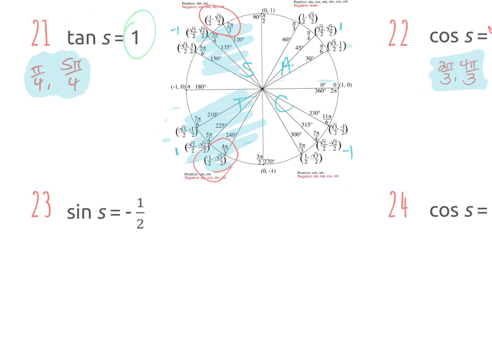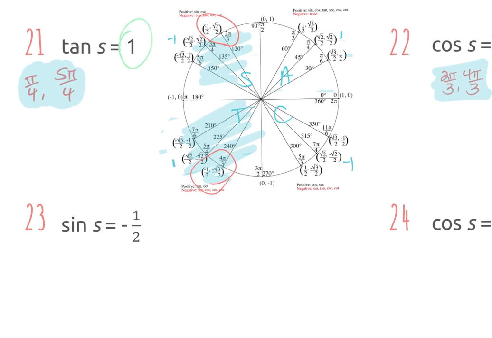23 says the sine is negative 1/2. So the y is 1/2 at all the over 6s. And because it's a negative sine, I'm looking for the third quadrant and the fourth quadrant. So I've got a negative 1/2 here at the 7 pi over 6, and here at 11 pi over 6.